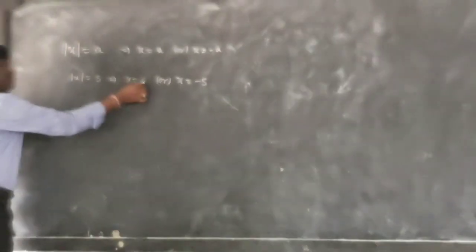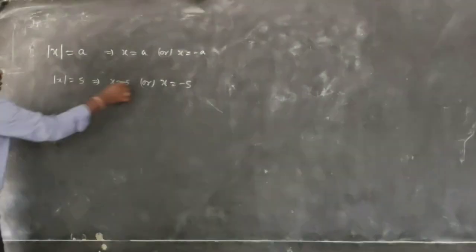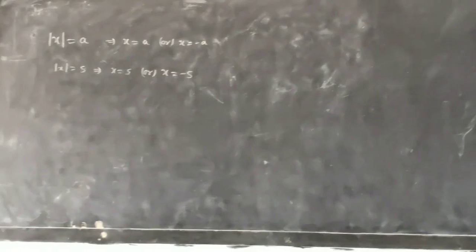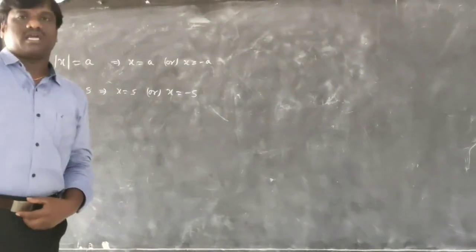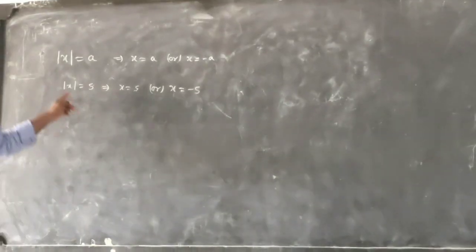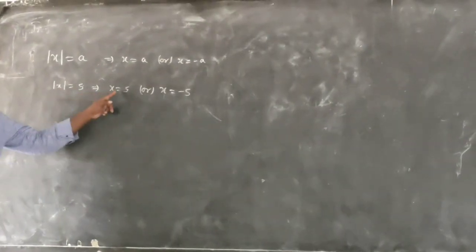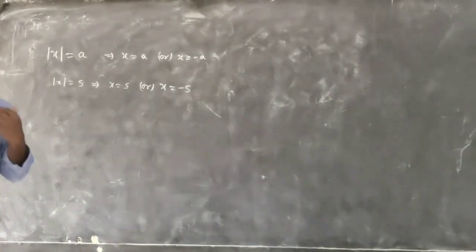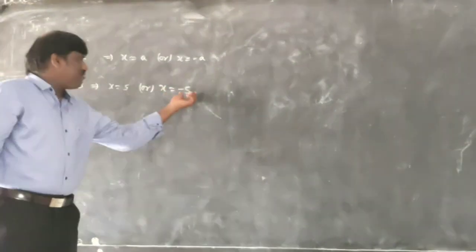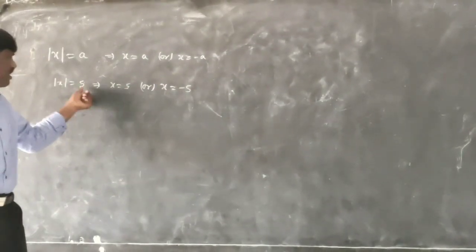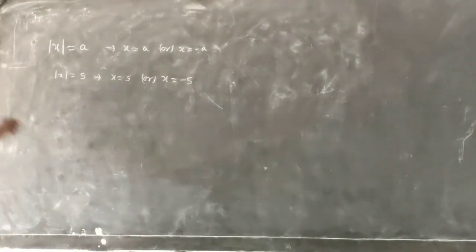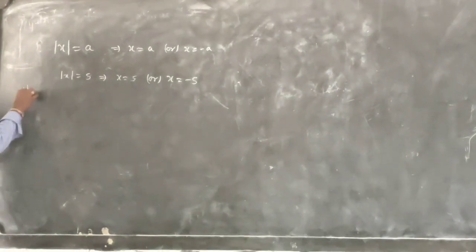Therefore, the modulus of 5 is also 5, and the modulus of negative 5 is also 5. So the first property is: if mod x is equal to a, we write x is equal to a or x is equal to minus a. If mod x is equal to 5, we write x is equal to 5 or x is equal to minus 5. Why are we writing this? The modulus of negative 5 is 5, and the modulus of 5 is 5. That is the reason.